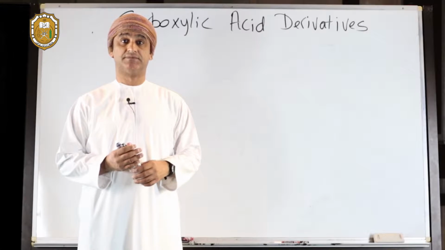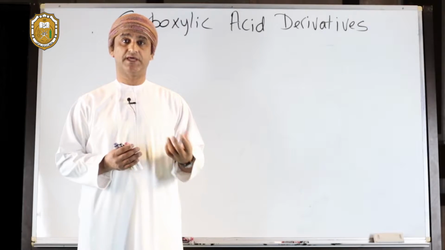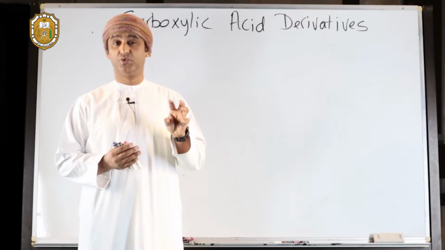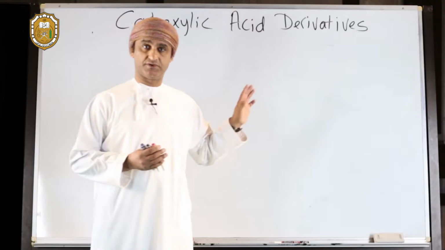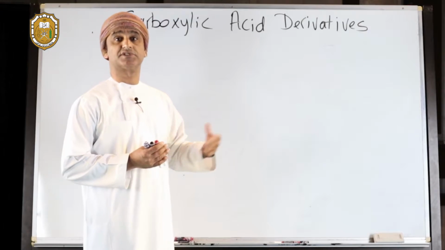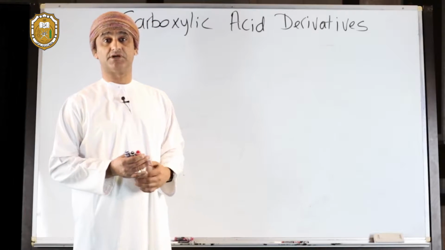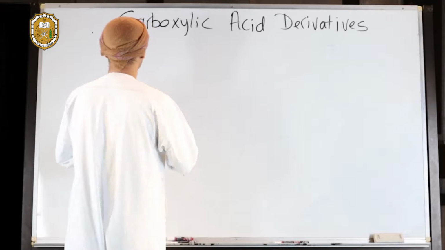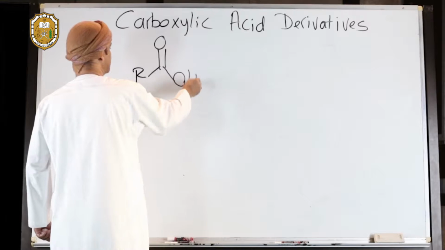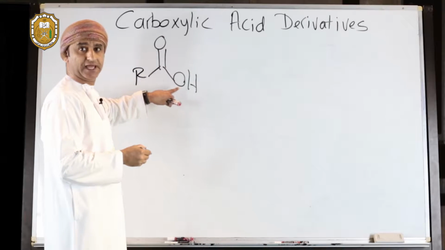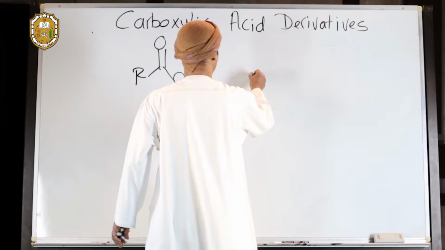Carbonyl compounds such as esters, for example, acid chlorides, acid anhydrides, or amides are viewed as derivatives of carboxylic acids. So let's draw the structure of carboxylic acids and draw a general structure for carboxylic acid derivatives, and then take examples of them. So this is the general structure of carboxylic acids. Obviously a carbon-oxygen double bond and an OH group.